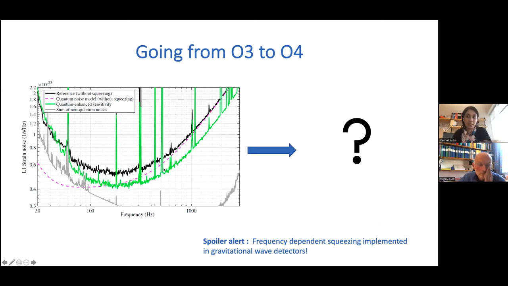Now, what should we expect from the detectors? I know I've put down a spoiler alert here, and you may have also heard this from Nicolas' talk, that they're expecting to do frequency dependent squeezing. But what does that really mean? And if quantum enhancement has already been applied during the third observing run, where non-classical light or squeezed vacuum states were injected into the interferometer, what has been done now for increasing the sensitivity for the upcoming observing run?